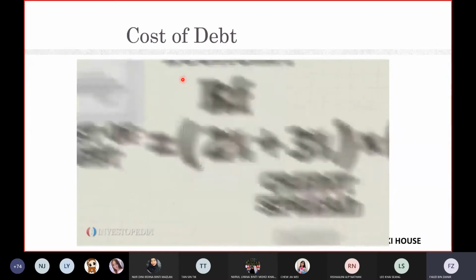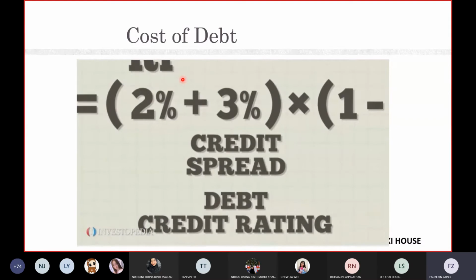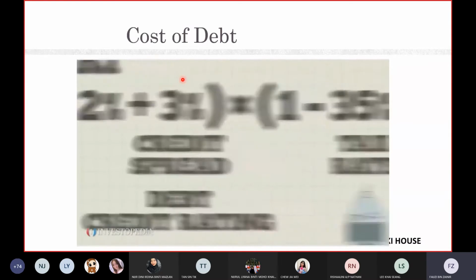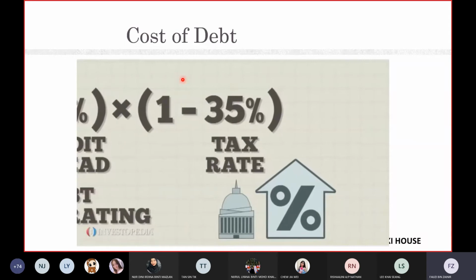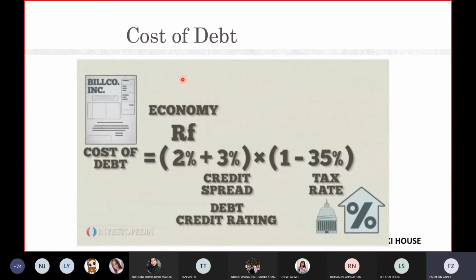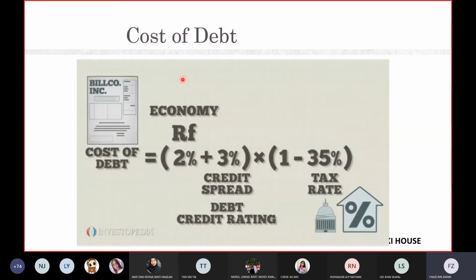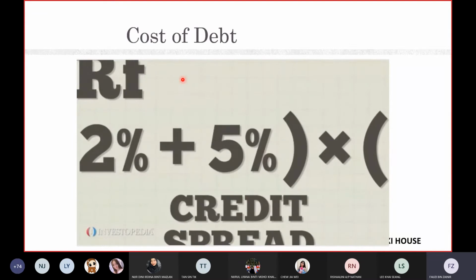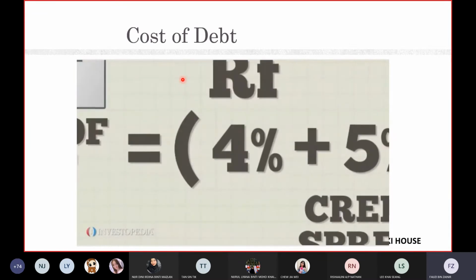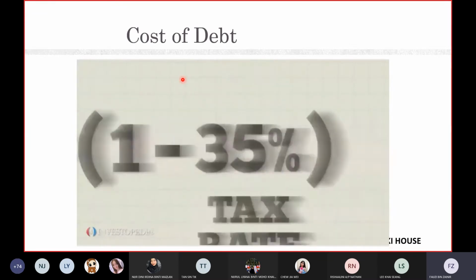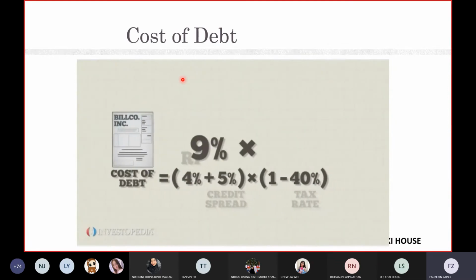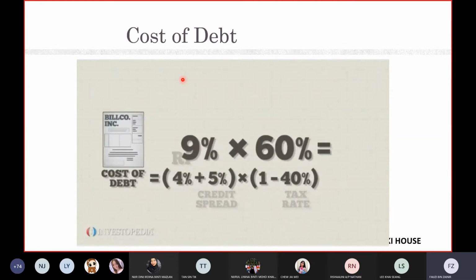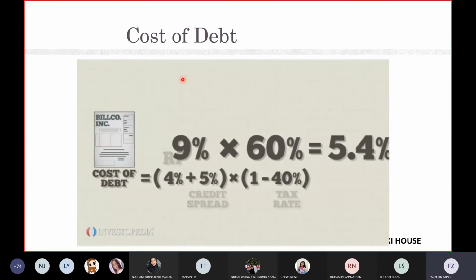If Bilco has to incur more debt to keep operating, its credit spread will increase. If the government raises tax rates to maintain tax revenue, that will also affect Bilco's cost of debt. Assuming Bilco's credit spread increases to 5%, the risk-free rate goes to 4%, and the government raises the tax rate to 40%, these rate changes, resulting from a slow economy, will cause Bilco's cost of debt to rise to 5.4%.